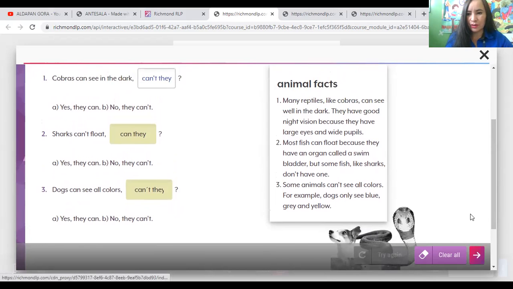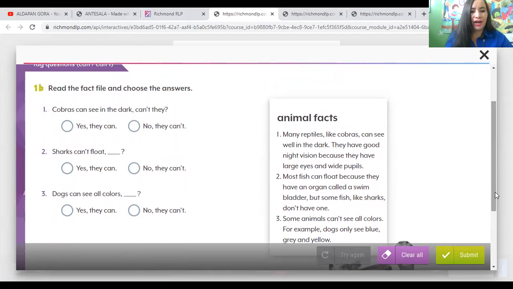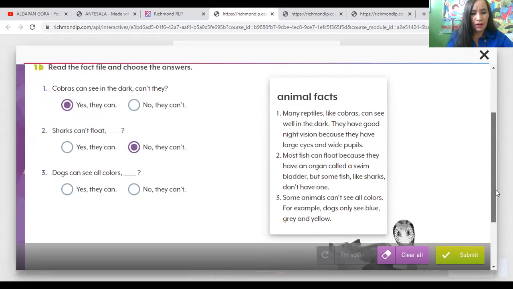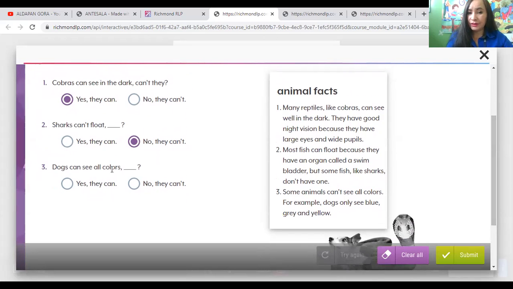If we continue with this, we're gonna answer. Cobras can see in the dark. Can't they? What is the answer? Yes, they can. Number 2, sharks can't float. Can they? No, they can't. Sharks can float. Can they? Yes, they can.